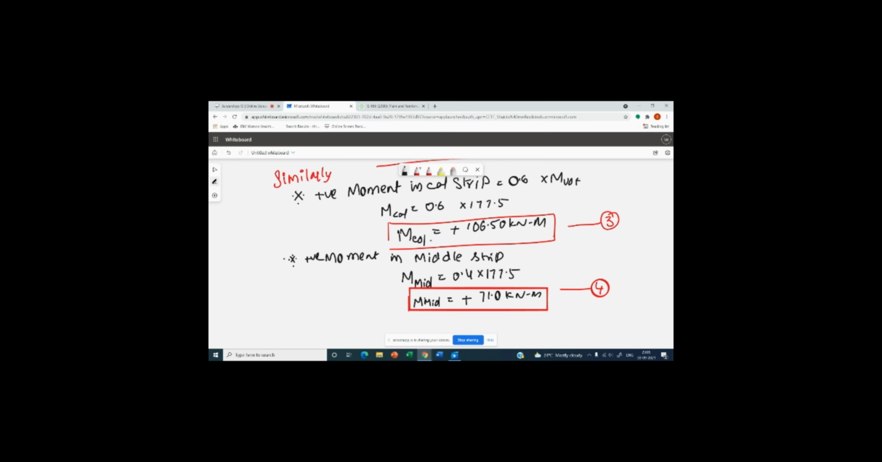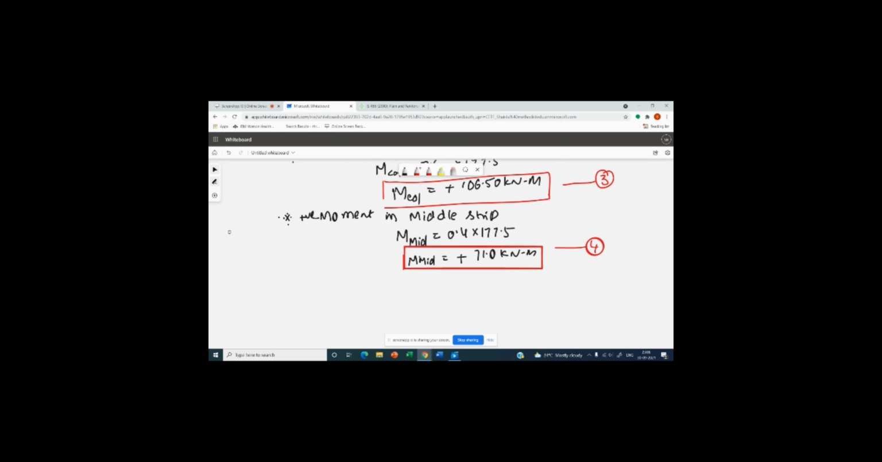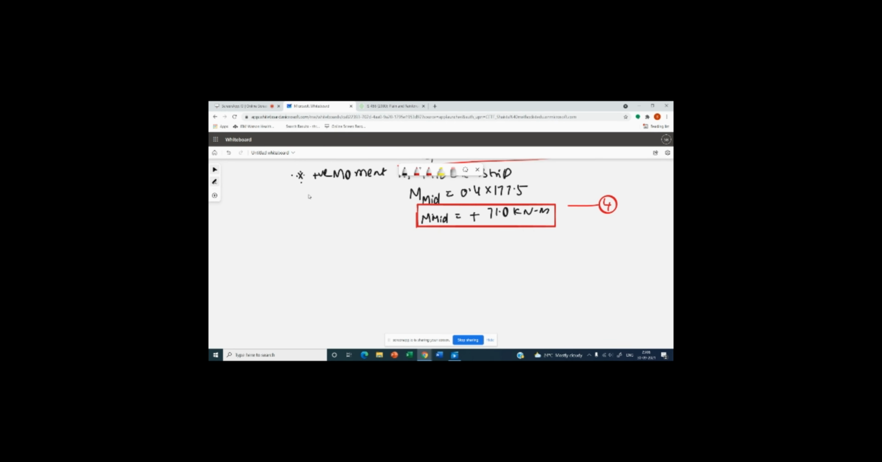For positive column strip, we will use this bending moment. We will find out the appropriate steel. For positive middle strip steel, we will use this fourth bending moment. We will get the area of steel in the middle strip for the positive bending moment. Same way we will calculate 4 areas of steel. But as far as thickness is considered, we have to take the highest.